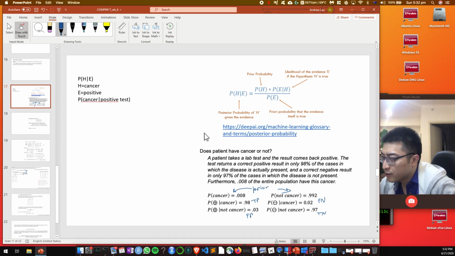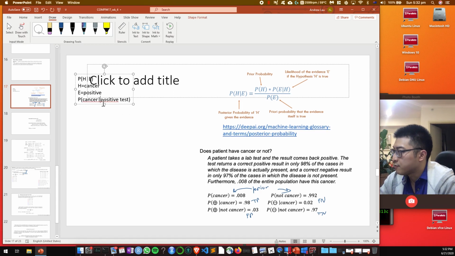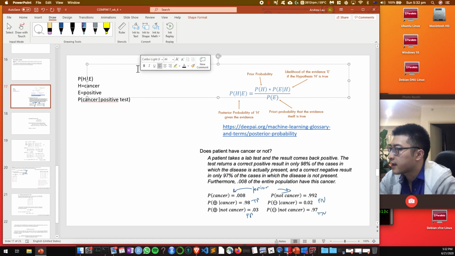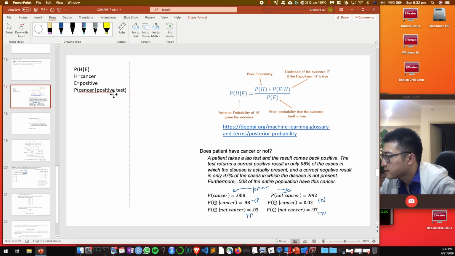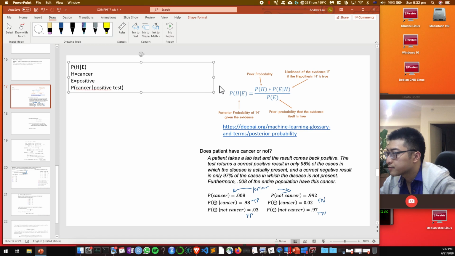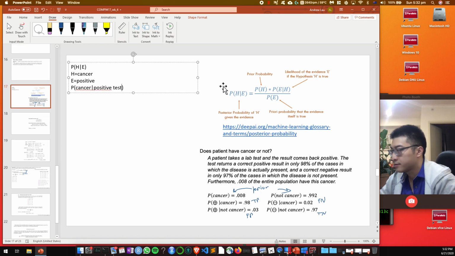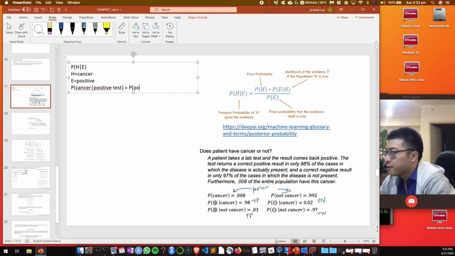Okay. Given all this, this is our task. Our task is to work out what is the probability of the cancer given a positive test. So what do we do? We apply Bayes theorem. So we want the probability of positive given cancer, and we're just applying this formula. So remember, H here is your cancer, E here is your positive.